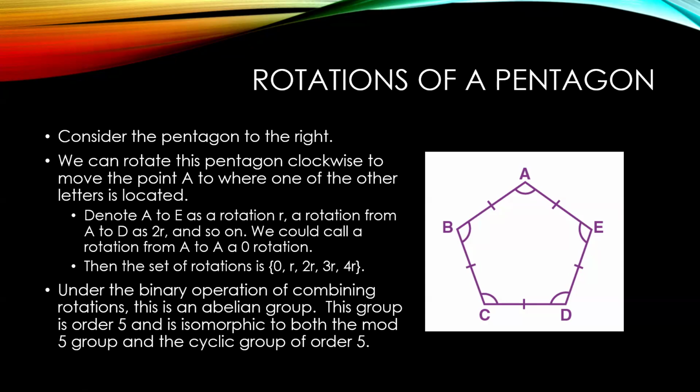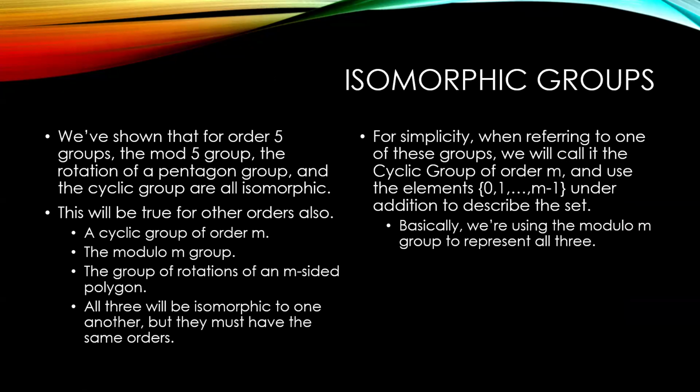And so we now have this idea of isomorphic groups. And so we've shown that for order 5 groups, the mod 5 group, the rotations of a pentagon group, and the cyclic group are all isomorphic to one another. This will be true for other orders also. And so a cyclic group of order M, the modulo M group, the group of rotations of an M-sided polygon, all 3 of these will always be isomorphic to one another.